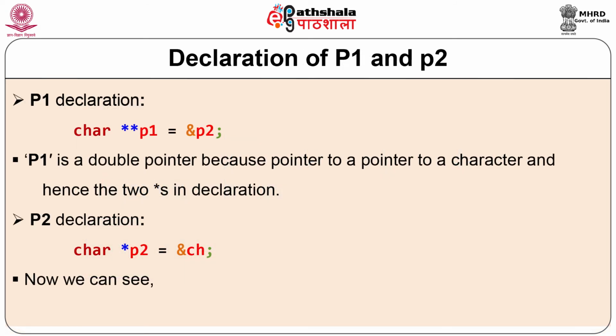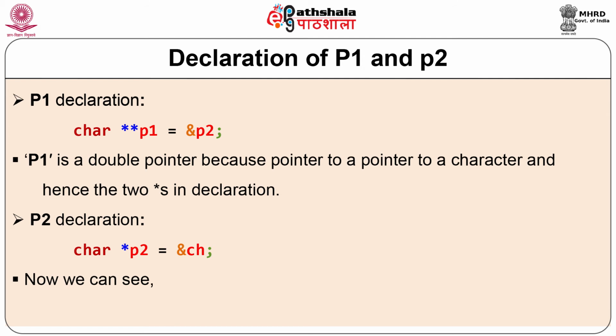Let us see how we declare the P1 and P2 pointers. P1 pointer can be declared as char **P1 = &P2. P1 is a double pointer because it is a pointer to pointer for character. Hence, two stars or asterisks are used in the declaration. Next is the P2 declaration. char *P2 = &ch, for declaring P2 as a pointer for character F, as in the earlier example.